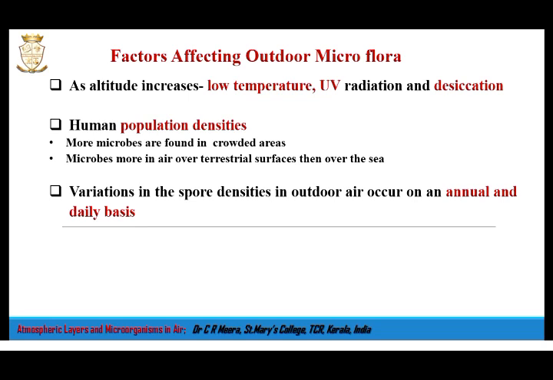Variations in the spore densities in outdoor air occur on an annual and daily basis. Annual variations are due to climatic changes, mainly because of changes in temperature. Very high temperature and low winter temperature are less favorable for microorganisms. Also, during the rainy season, microbial spore density in outdoor air is less as rain washes out spores in the air.